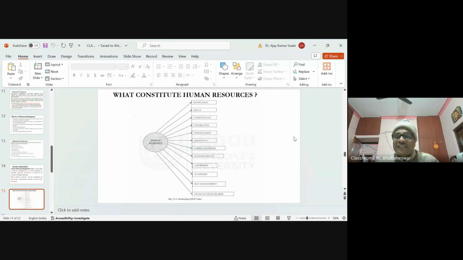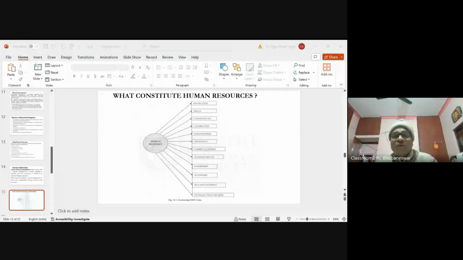Even if stress comes, they should not be stressed. So all these qualities, all these characteristics must be possessed by the human being. Then we can say the human being is a human resource. If they are not capable in all these respects, then they are not fit for the organization. So human resource means including all the abilities, all the characteristics.